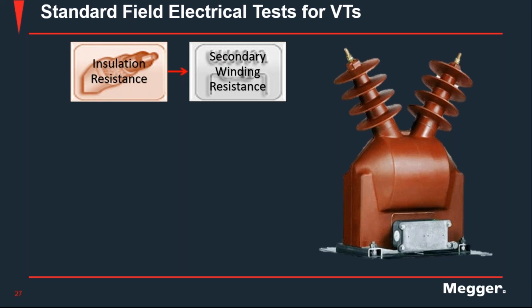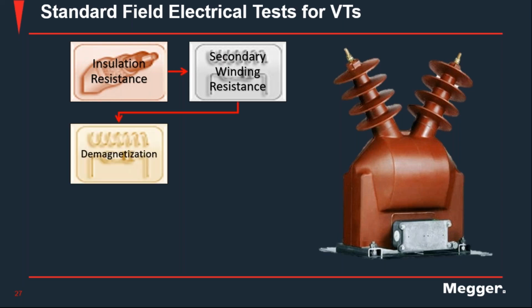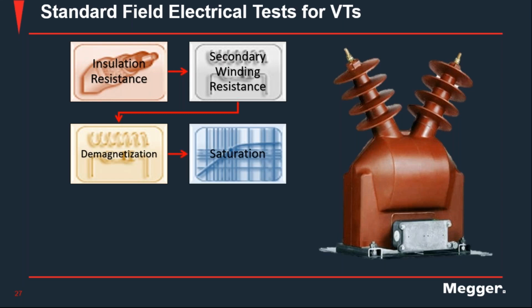So before the hour. In VTs, we do pretty much the same type of test. We perform the insulation assessment, and remember, it's important to consider additional insulation assessment if you have a certain type of instrument transformer that has a more complex insulation system. You perform winding resistance, demagnetization, saturation as well. This is not a common test, and this is probably part of the advanced tests that you need to perform.